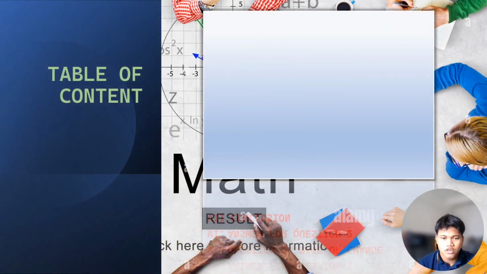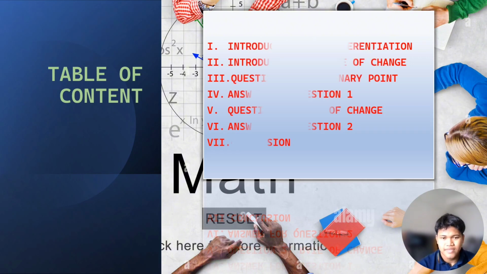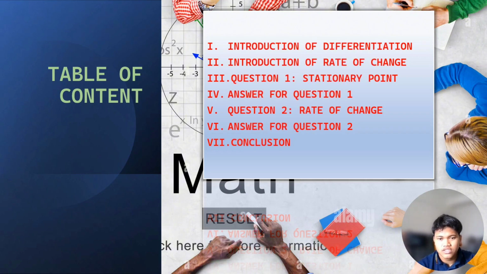For the table of contents, first, we will have the introduction of differentiation. Second, introduction of rate of change. Third, question 1, stationary point. Fourth, answer for question 1. Fifth, question 2, rate of change. Sixth, answer for question 2. And lastly, we will have the conclusion.